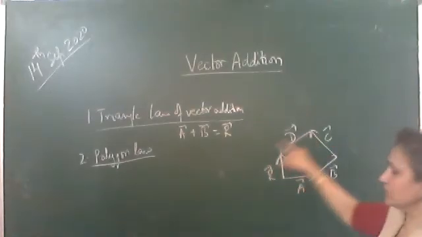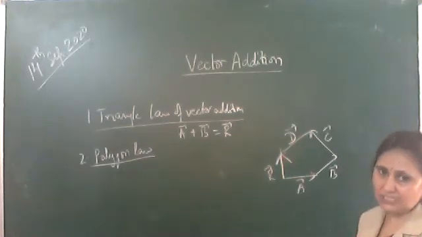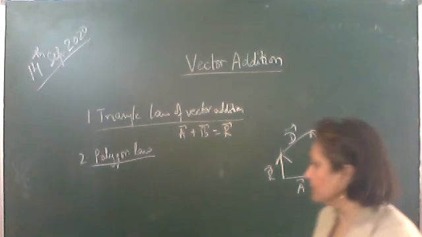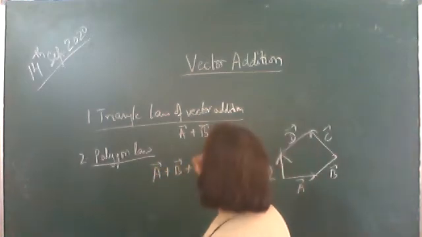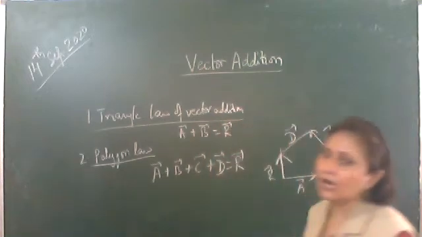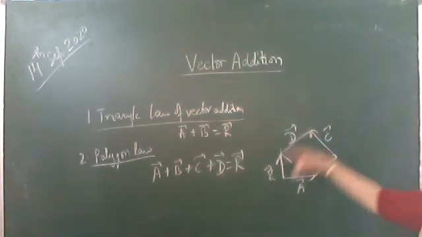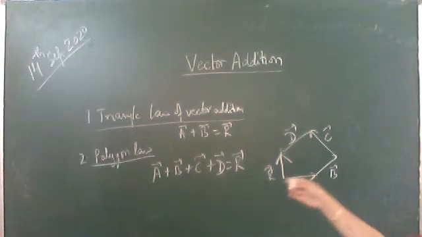Okay, all A, B, C, D are in the same order. The resultant will be given by the closing side of the polygon taken in opposite order. That is A vector plus B vector plus C plus D. Here there are 4 vectors and their sum will be equal to R vector. A plus B plus C plus D equals R vector. Draw the figure and you can write down. It is not necessary to draw only these 4 or 5 sides. You can draw a number of sides. Polygon means it should be more than 3 sides.